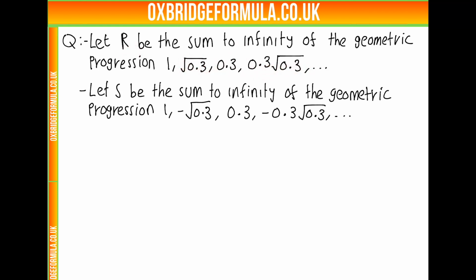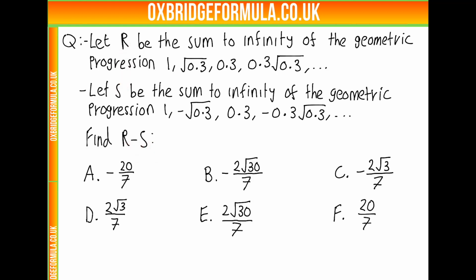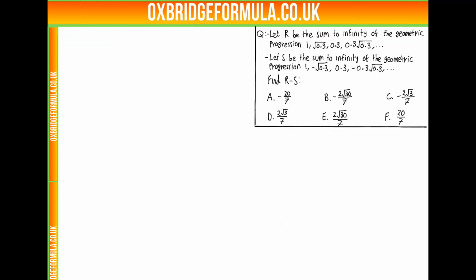progression is r. And similarly, s is the sum to infinity of this geometric progression here, 1 minus root 0.3, 0.3 minus 0.3 root 0.3, etc. And with r and s, we're then told to find r minus s, and we're given 6 different numerical options for this. So, looking at this question, it's clear we're going to have to use the geometric series formula for infinite sequences.